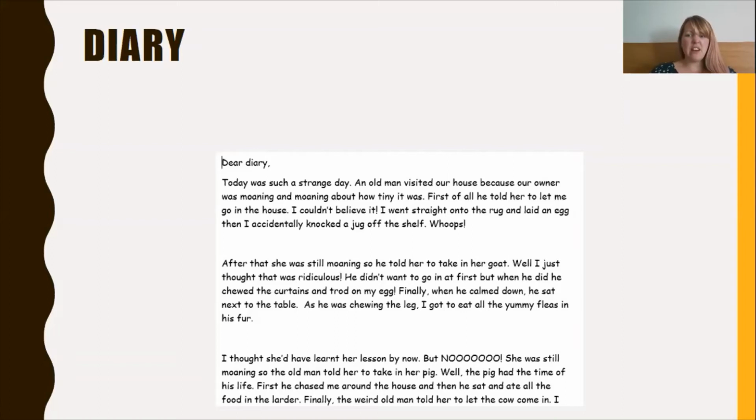He didn't want to go in at first, but when he did, he chewed the curtains and trod on my egg. Finally, when he calmed down, he sat next to the table and as he was chewing the leg, I got to eat all of the yummy fleas off his fur. I thought she'd have learnt her lesson by now, but no, she was still moaning, so the old man told her to take in her pig. Well, the pig had the time of his life. First, he chased me around the house, and then he sat and ate all of the food in the larder. Finally, the weird old man told her to let the cow come in.